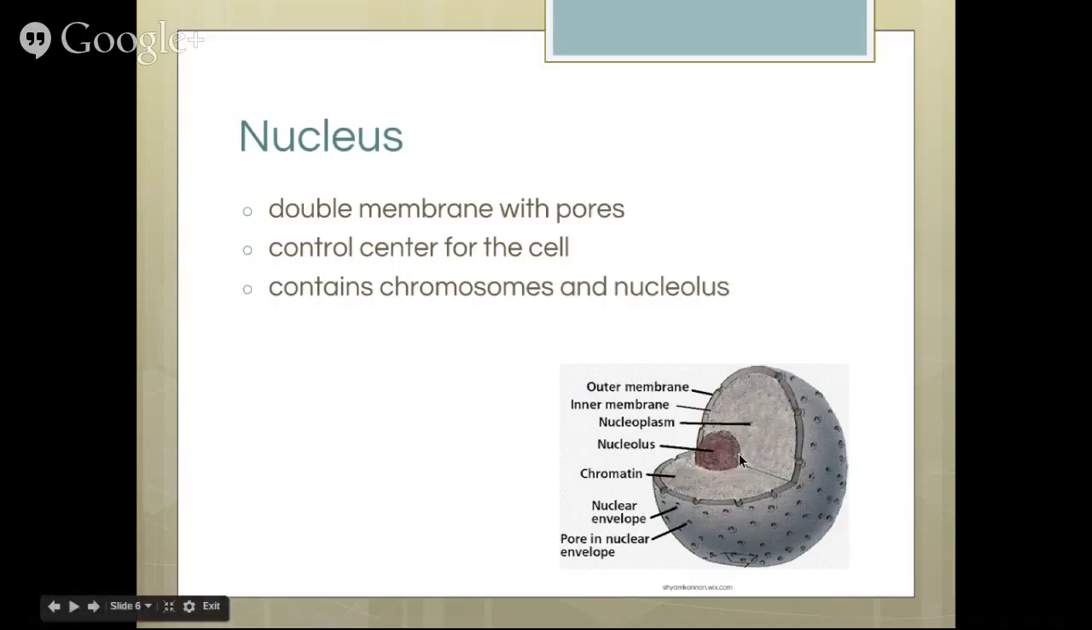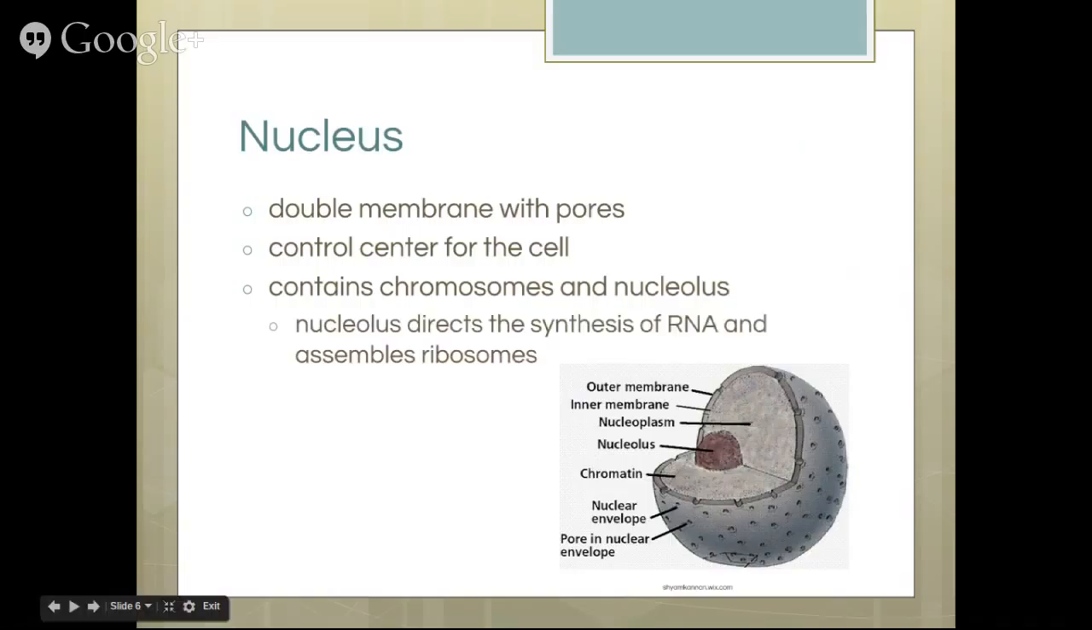It's this darker staining area, usually right in the middle of the nucleus. And this nucleolus is a place where you're going to find the synthesis of RNA and ribosomes. So we're going to make ribosomes here. This is the factory that makes the factory, so to speak. It's going to be important in terms of piecing together some of these really basic parts of the cell and making sure that we have the machinery in order for the cell to work.